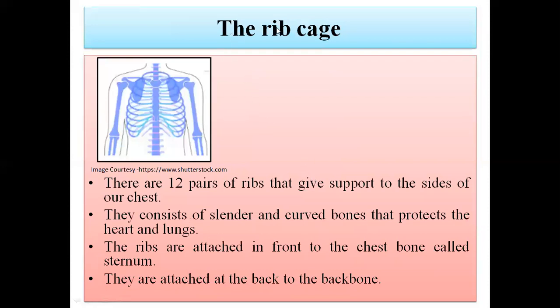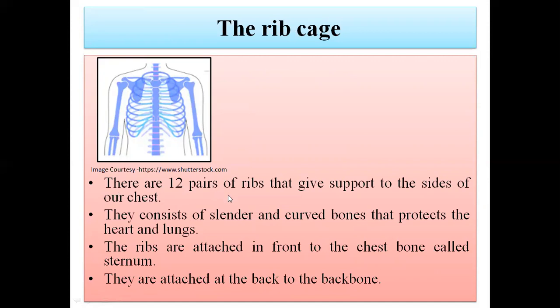Next one is the rib cage. See here, children, you can see the structure of the rib cage. It is somewhat curved. It is different from the other bones. The arrangement of the rib cage is something different from other bones. So how many ribs do we have, children?